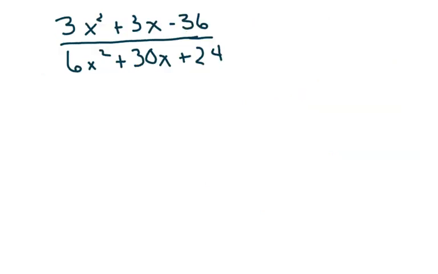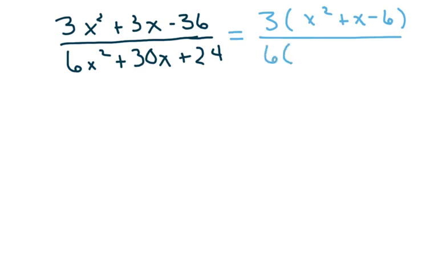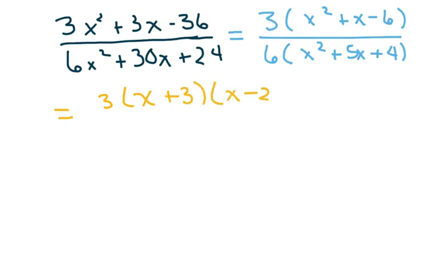All right. Here's one. This one, I'm going to go ahead and use the greatest common factor and factor out the 3 in the numerator. And that's going to give me x squared plus x minus 6. And I'm going to use my greatest common factor and factor out a 6. And that's going to give me x squared plus 5x plus 4. Now further factor, I'll just bring it down here. And this is going to be plus 3 minus 2. I don't know what level you're at, but make sure you get this factoring down.